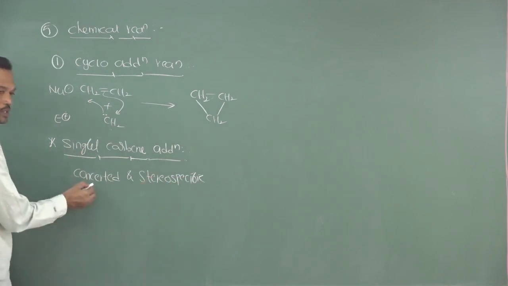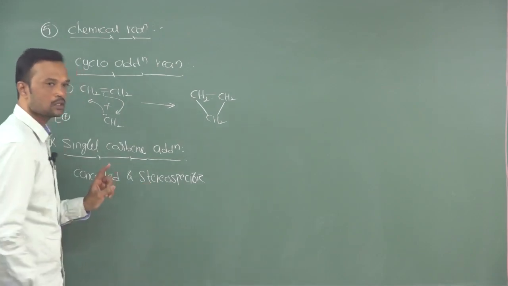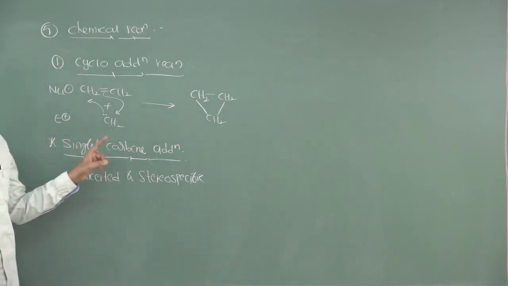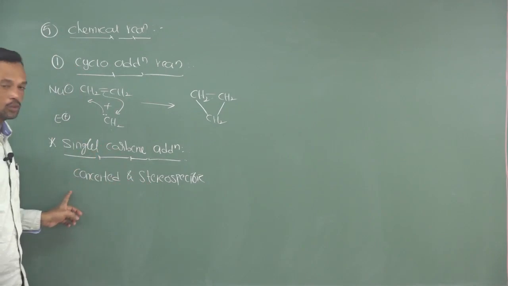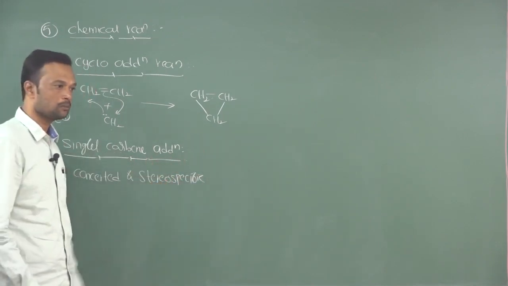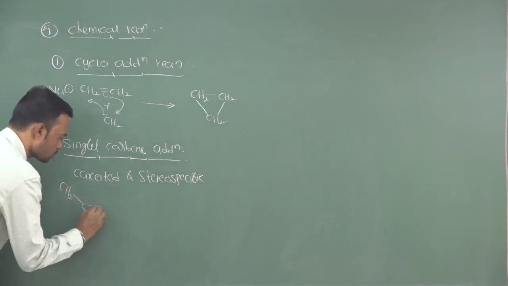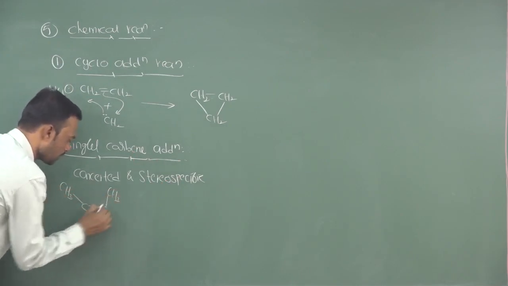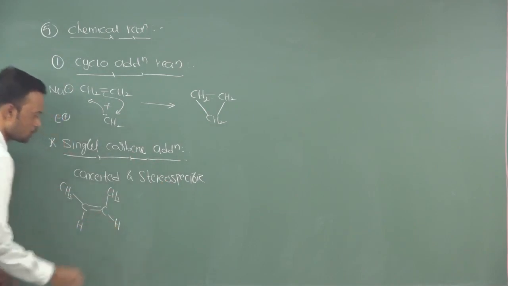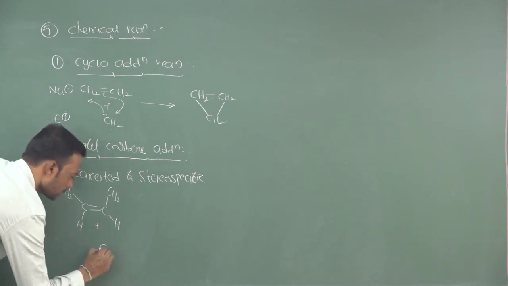So what is the meaning of concerted? A single step reaction, there is no intermediate. Stereospecific means whatever the olefin stereochemistry is, the same stereochemistry is maintained in the product. Cis becomes cis, trans becomes trans. This is generally observed like this. So a carbon-carbon double bond, CH3 I am writing, and here hydrogen and here hydrogen. What kind of olefin is it? Cis olefin. Now I am reacting it with a singlet carbene.